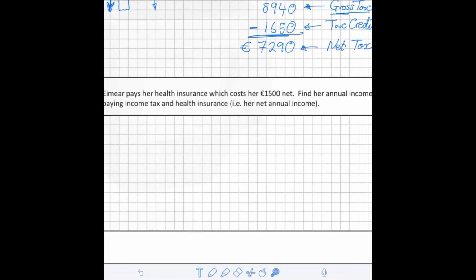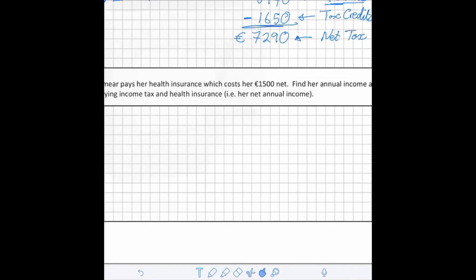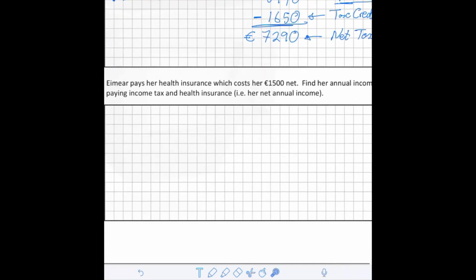Okay. Imre pays her health insurance, which costs her 1,500 euro net. Find her annual income after income tax and health insurance. Find her annual income after paying income tax and health insurance. Imre pays her health insurance, which costs her 1,500 euro net.